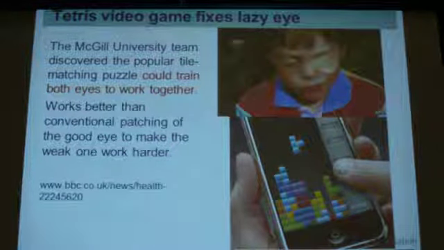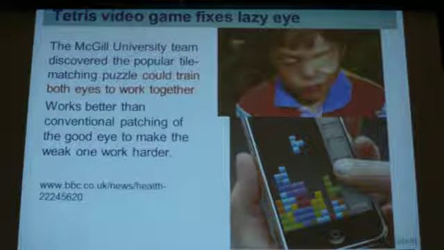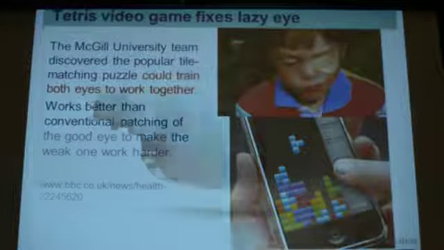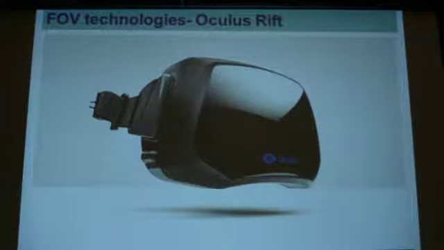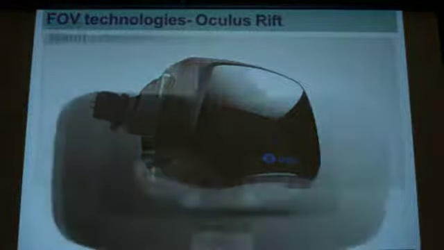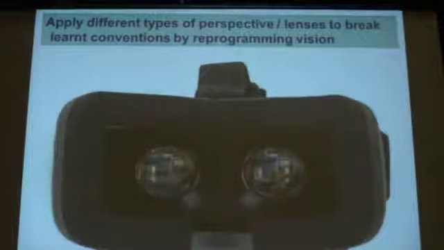And we've got all these sort of side effects of technology that we didn't expect. Like in Tetris, apparently, it fixes the lazy eye problem. So the Oculus, I'm really interested in field of view technologies primarily because of this perceptual interest and consciousness interest I've got. I don't know, how many people have tried the Oculus yet? Not many. So it's coming, it's getting good. They've got an HD version coming out.